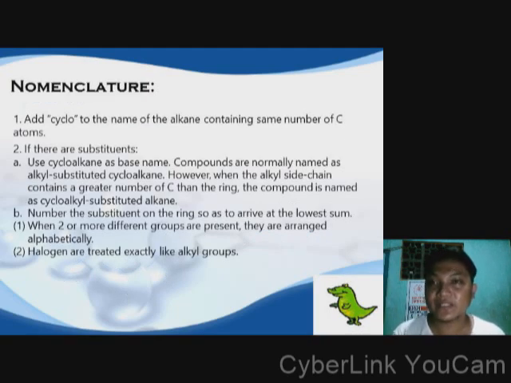So, in nomenclature, of course, add cyclo to the name of the alkane containing the same number of carbon atoms. If there are substituents, use cycloalkane as the base name. Compounds are normally named as alkyl substituted cycloalkane. However, if the alkyl side chain contains a greater number of carbon atoms than the ring, the compound is named as cycloalkyl substituted alkane. Okay. Number the substituents on the ring so as to arrive at the lowest sum. When two or more different groups are present, they are arranged alphabetically. Halogens are treated exactly like alkyl groups.